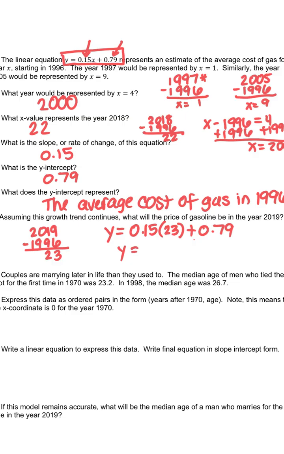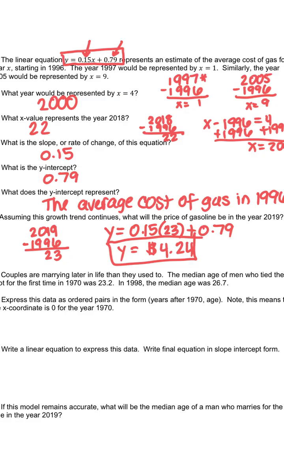And if we were to do that on the calculator, 0.15 times 23 plus 0.79, I will get $4.24. And yes, you can use your calculator on this part, and you'll be allowed to use it on your test for this portion. Okay, let's go ahead and do the next part.